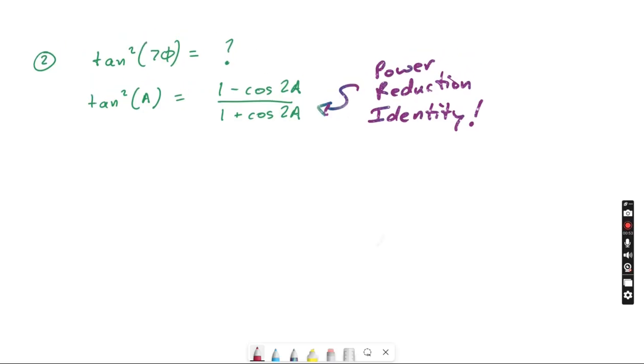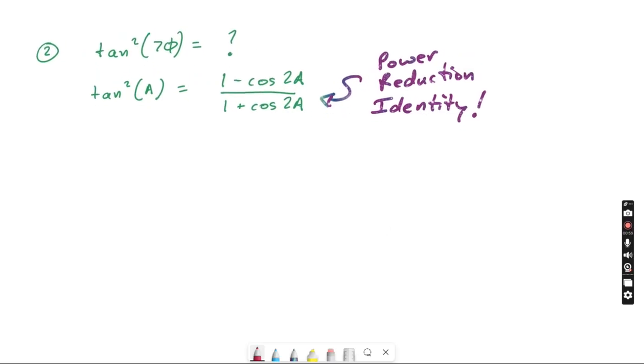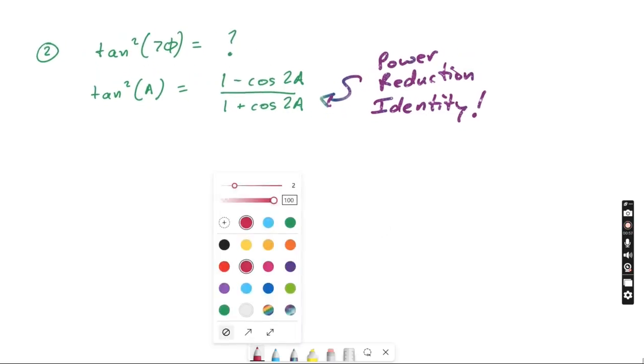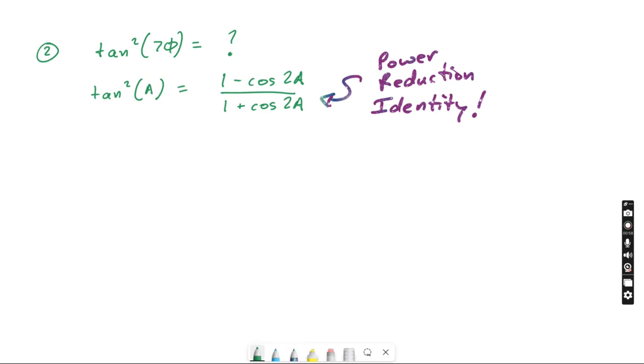Second example, same sort of thing. If your original angle is a, then you write it as 2a when you use the power reducing identity. But in this case, it wasn't a, it was 7 phi. So I'm going to say 1 minus cos, whatever 2 times 7 phi is. So that'll be 14 phi. Minus cosine on top, plus cosine on bottom. So that's how these things work, and they're fairly simple if all you've got to deal with is a squared.